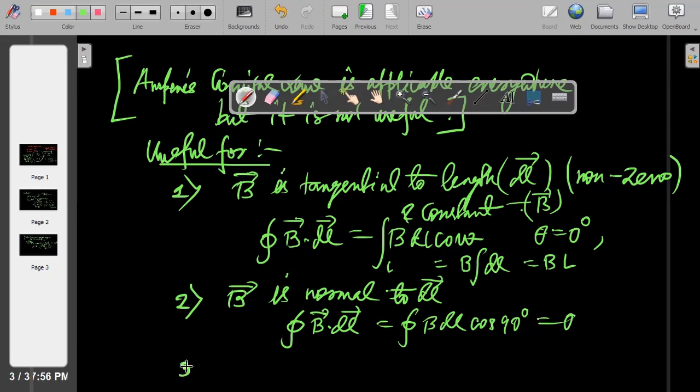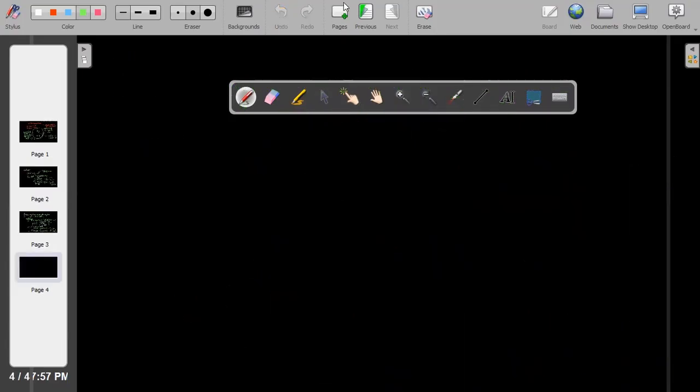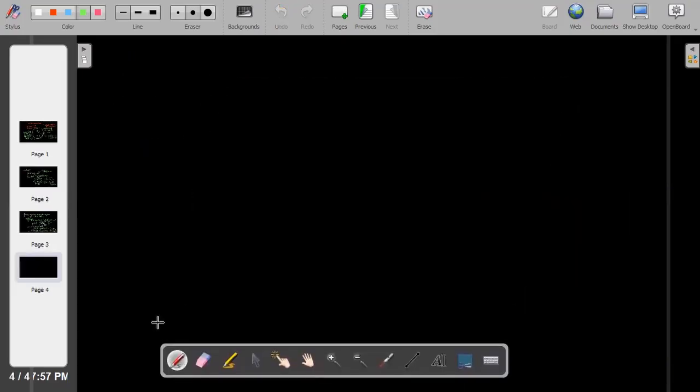Or third point is, if B vanishes. B vanishes means there is no magnetic field. The value of the magnetic field is 0. That also can be done. So if B is 0, obviously your B dot dl will also be 0, right?